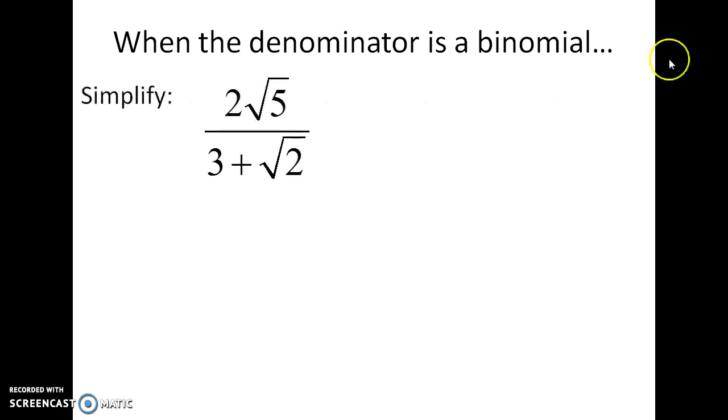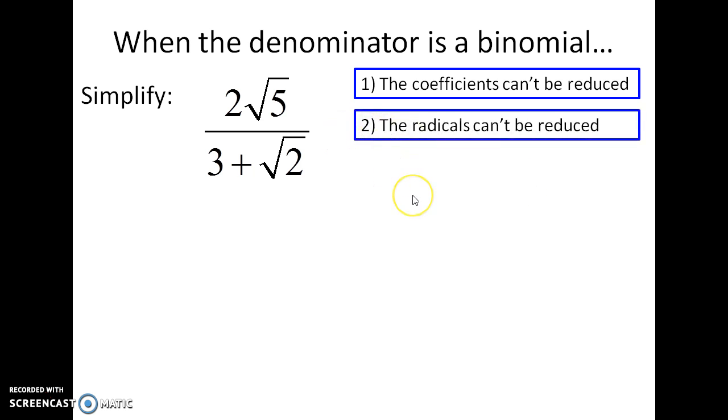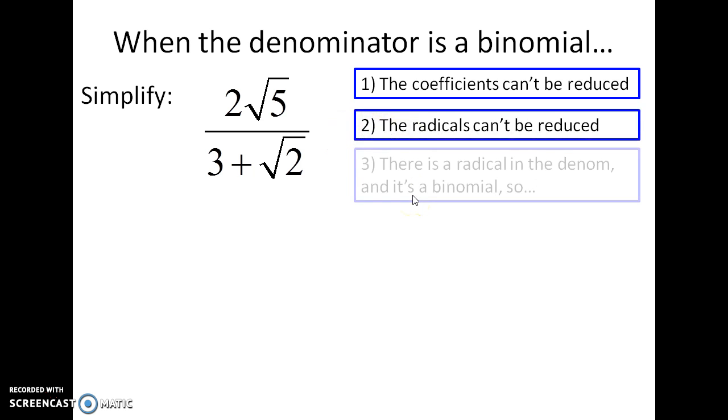If you had to simplify an expression like this, there is a radical at the bottom, but now the radical is part of a binomial. There are two terms separated by a plus or a minus. We'll go through the first couple of steps. The coefficients here, 2, 3, and 2, 1, cannot be reduced. They don't all have a common factor. The radicals, neither one can be reduced. So we move on to step 3.